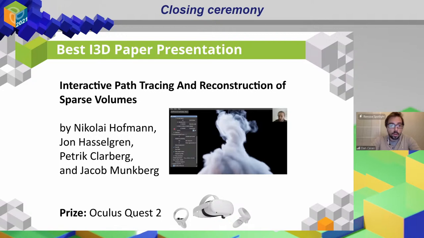It goes to Nikolai, John, Patrick, and Jacob for the paper Interactive Path Tracing and Reconstruction of Sparse Volumes. Congratulations, Nikolai and co-authors. You will receive an Oculus Quest 2. Now I hand off to my paper's co-chair, Eric Hines, who will be presenting the Best Student Paper Award.